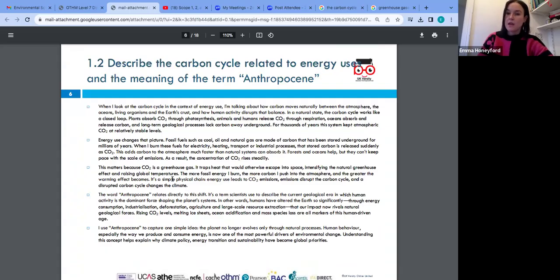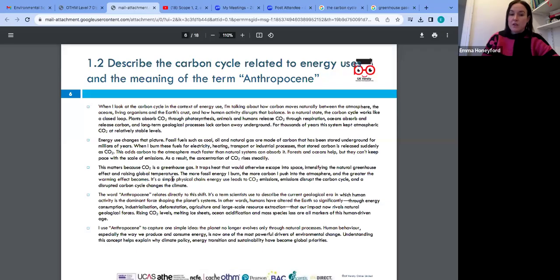In its most natural state, the carbon cycle works like a closed loop. Plants absorb CO2 through photosynthesis, animals and humans release CO2 through respiration, the ocean absorbs and releases carbon, and long-term geological processes lock carbon away underground. For thousands of years, this system has kept atmospheric CO2 at relatively stable levels, so it has worked.